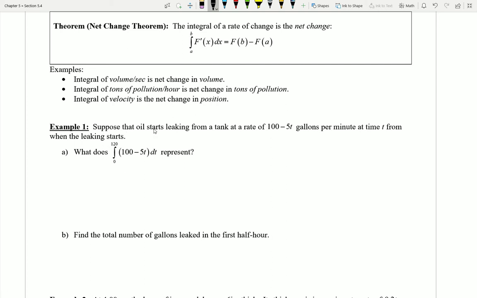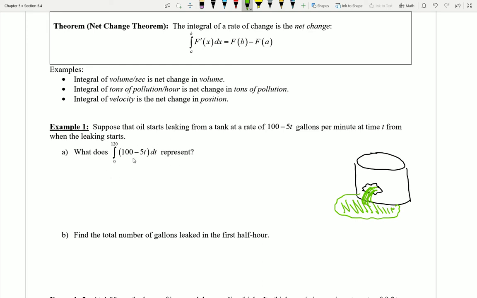So suppose that oil starts leaking from a tank at a rate of 100 minus 5t gallons per minute. I'm imagining some sort of a tank sitting here like this, and maybe some sort of a hole appears and stuff just starts pouring out of it. So here it's green, some toxic sludge starting to pool over here on the ground. It's coming out at a speed of 100 minus 5t gallons per minute, where t represents the time from when it starts leaking. Then what does this integral represent?